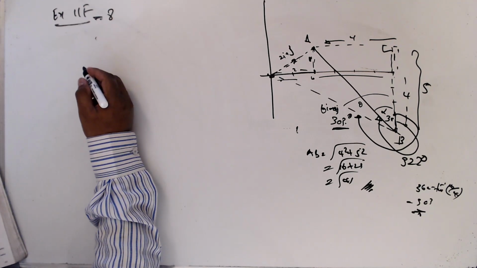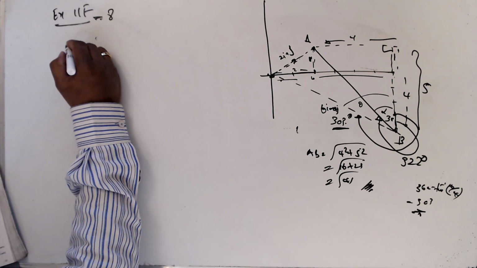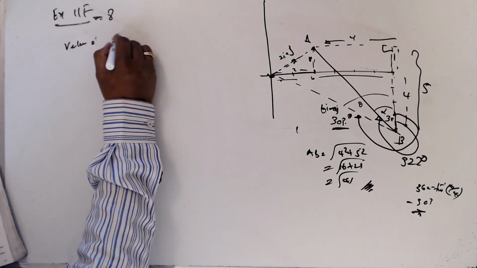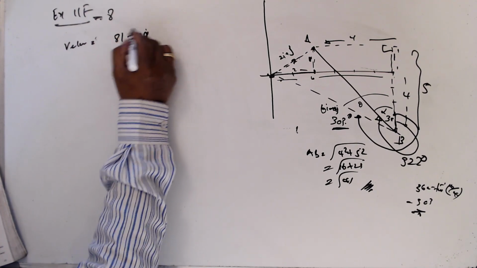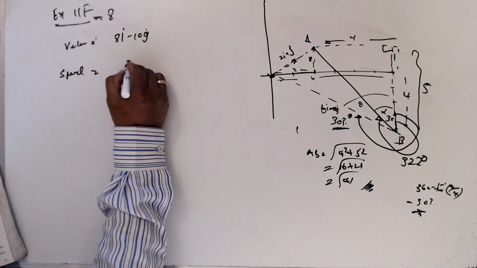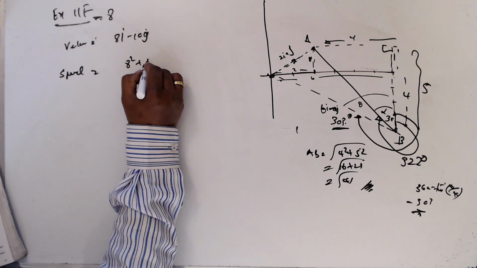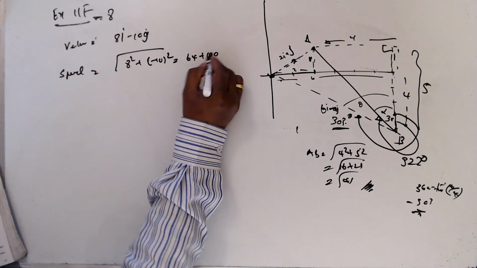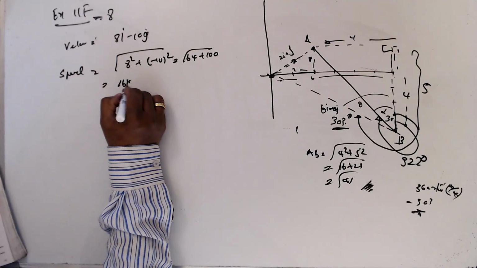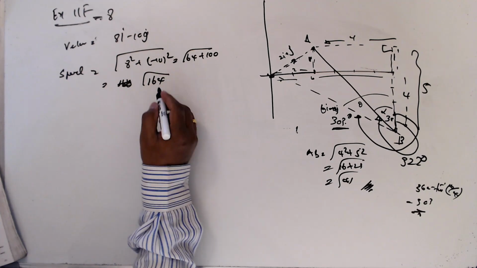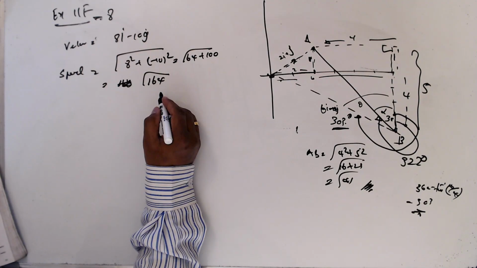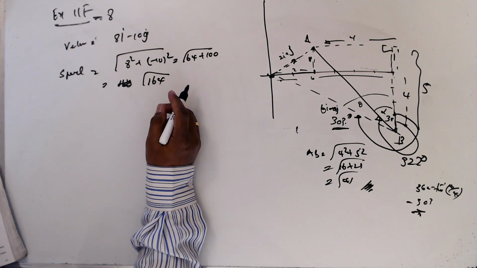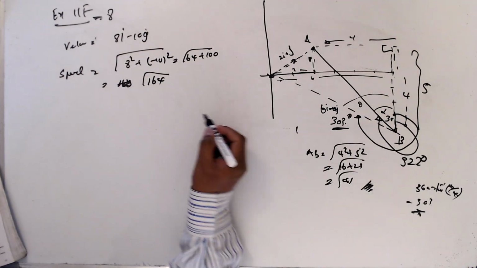Now next, the boat speed velocity is 8i minus 10j. We want to find the speed. We worked this out earlier. So this is square root of 8 squared plus minus 10 squared, square root 64 plus 100, so square root 164. Now verify that the boat is traveling directly towards the buoy.